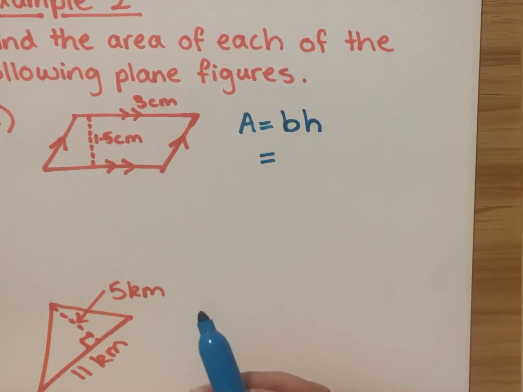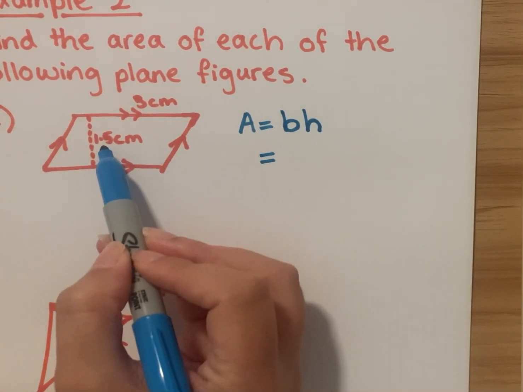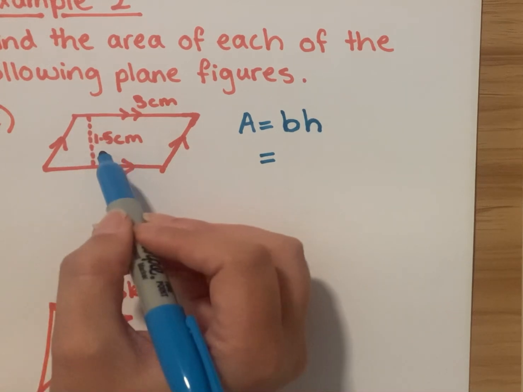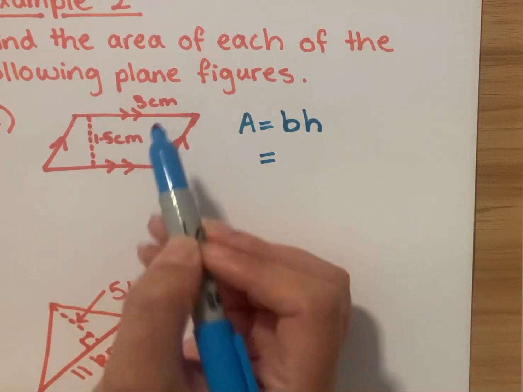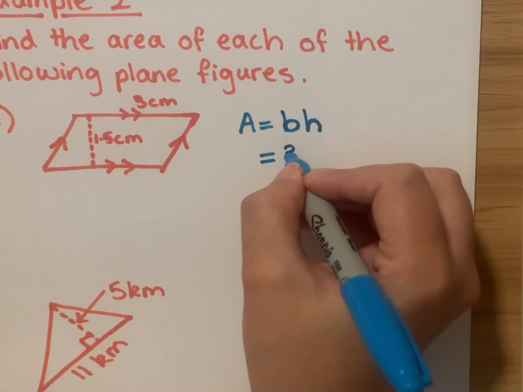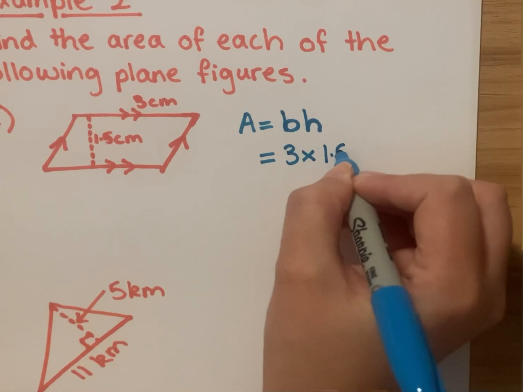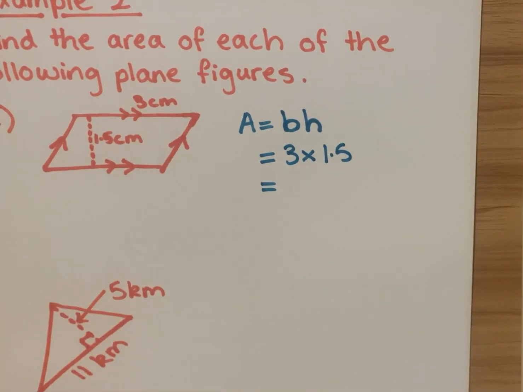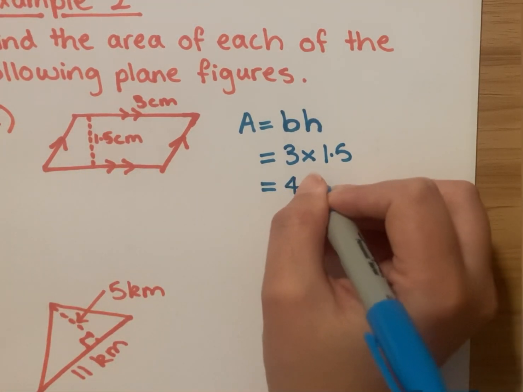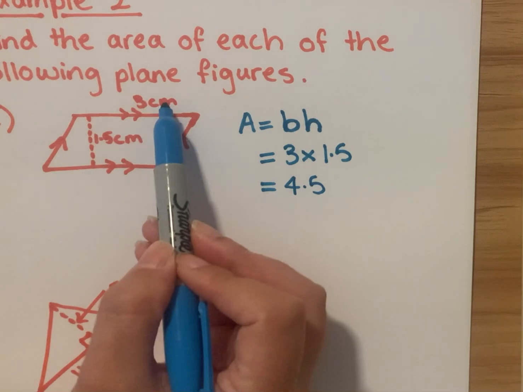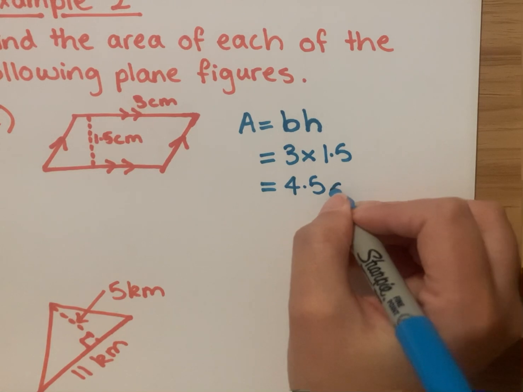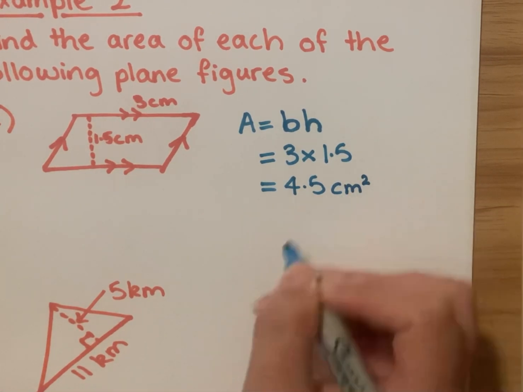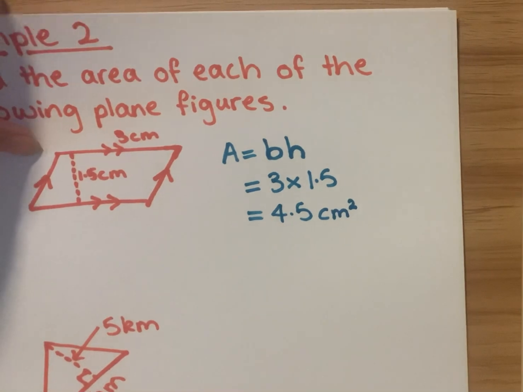So if I can remember this formula, all I need to do now is plug in my values. I can see that this is my perpendicular height, 1.5 centimeters, and this length here is my base, 3 centimeters. So my area is 3 times 1.5. Now 3 times 1.5 is 4.5. And we were working with lengths that were in centimeters, so our area is going to be square centimeters. And that's pretty straightforward.